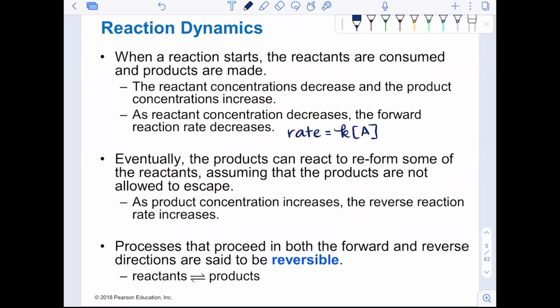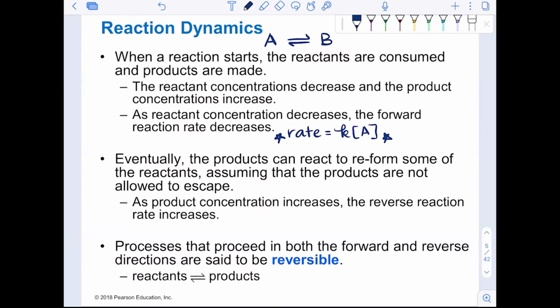Now, for a dynamic equilibrium, eventually the products can react to go backwards and reform those reactants, assuming that the products are not allowed to escape. We'll talk about what that means. But if we are in a closed system, let's imagine that we have A going to B. The forward rate of the reaction, A going to make product B, would be this rate law. But we know as A decreases, the rate of that forward reaction is going to decrease.